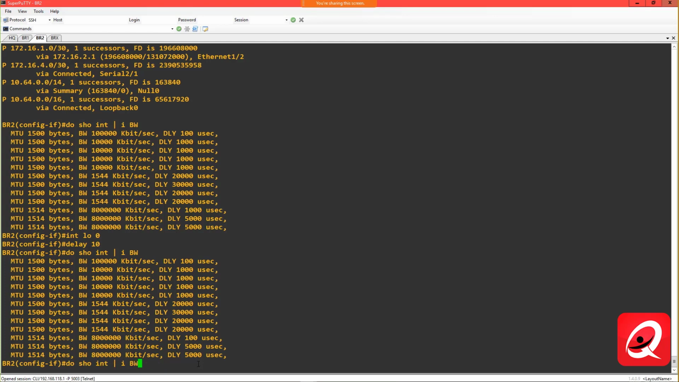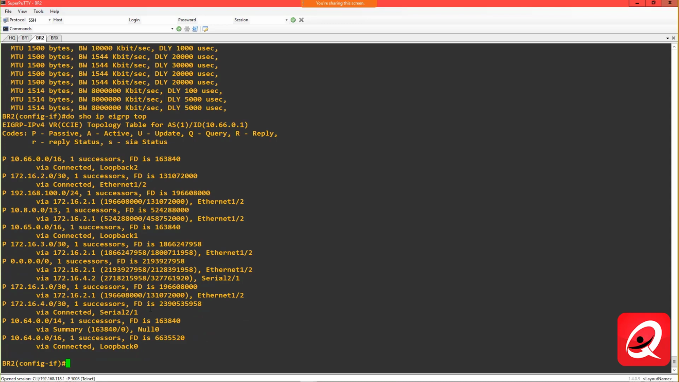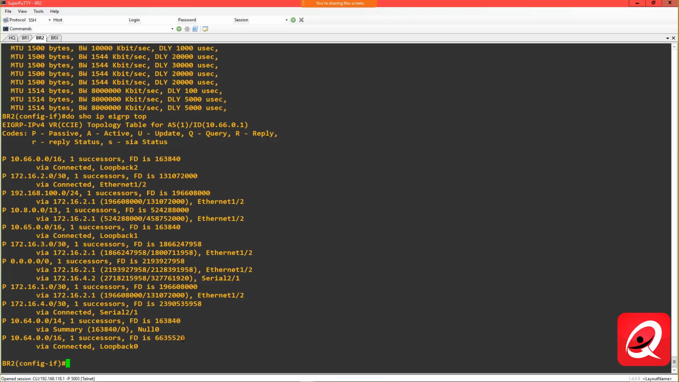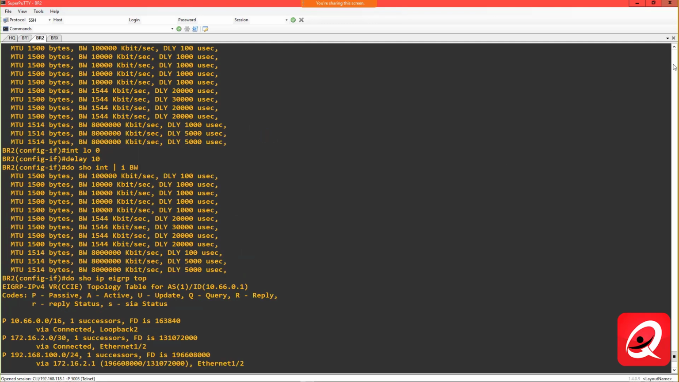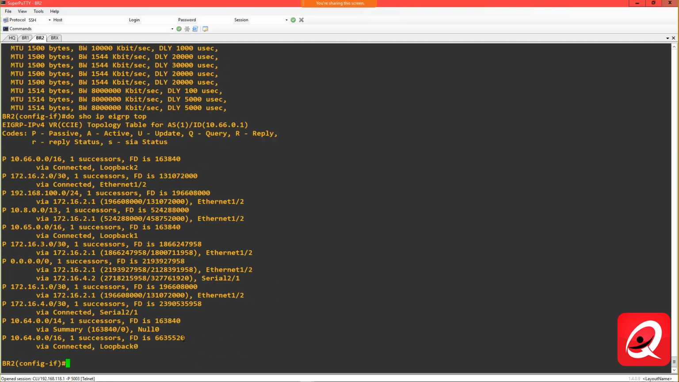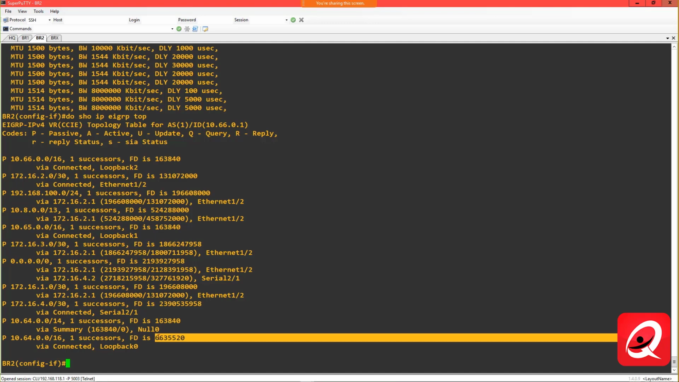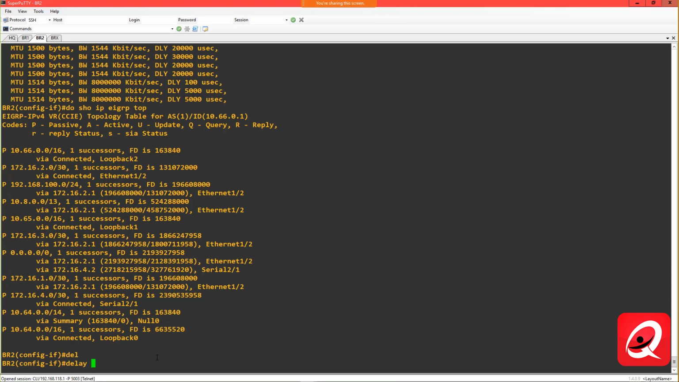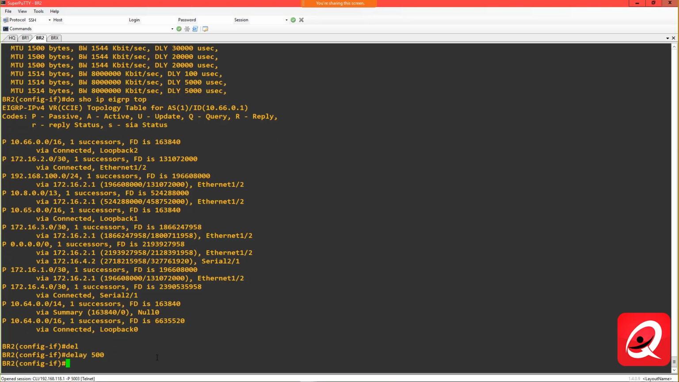Let's look at our topology table. So the null zero route is still taking that number, and 64.0.0/16 is still the same number. Is that the same number? 65617920? No, it's a little bit higher actually. So that is really strange. All right, let's set the delay to 500. It may not be strange actually.